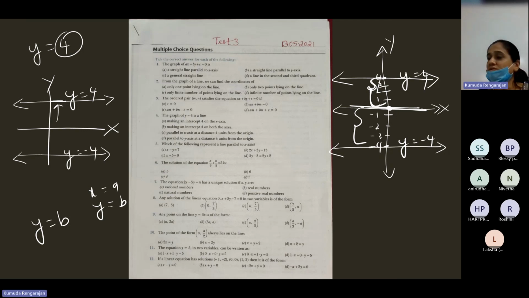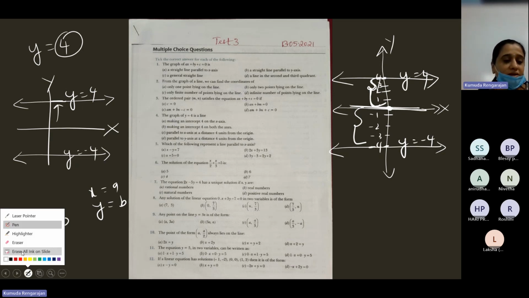Or if they don't use the term origin, they'll directly use above the x-axis, below the x-axis. Y is equal to 4 is a line parallel to the x-axis at a distance of 4 units above the x-axis or below the x-axis. Or they'll say at a distance of 4 units from the origin or at a distance of minus 4 units from the origin. 4 units is above, minus 4 units is below. So only if you understand this, you can select the correct option. So the correct option is C.